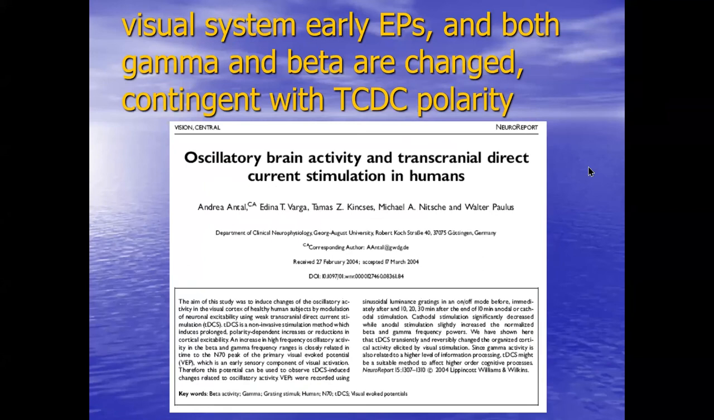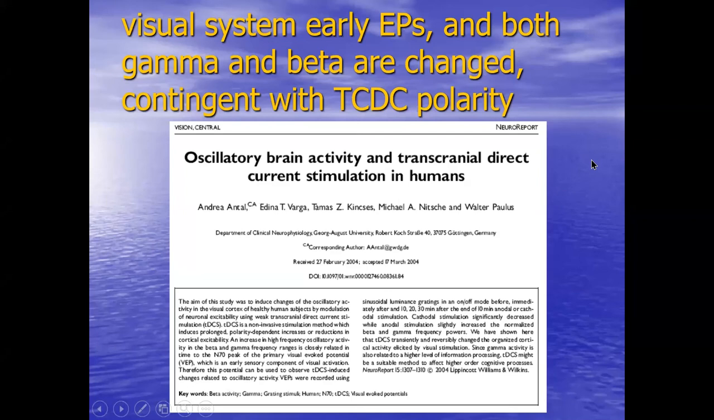If you put it on the visual system, you can get more gamma and beta out of the cortex from the anode. If you put the cathode on, you can dial down the cortical excitability. You can make more alpha, less gamma and beta with a cathode. You can make less alpha, more beta and gamma with an anode. So the polarity that you're using ends up influencing what's done.